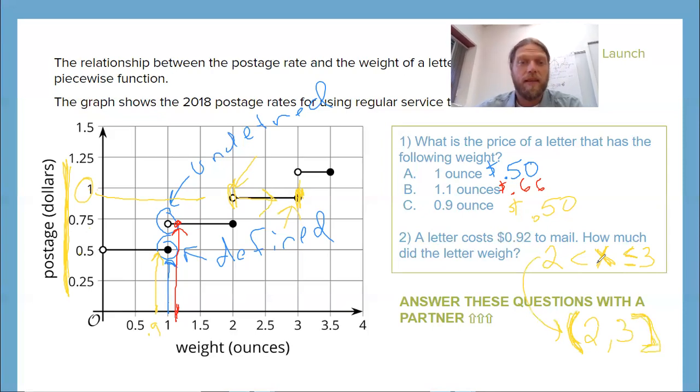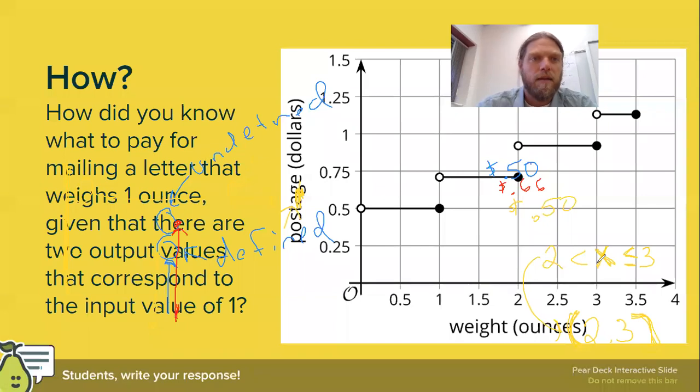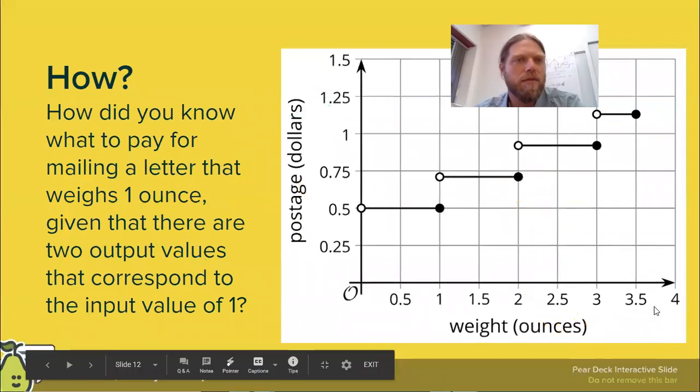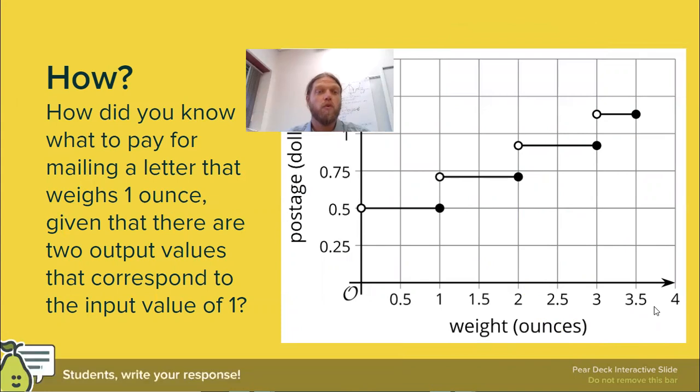And that's another way I can write that domain. Okay, let's go ahead and see what's going on just a little bit further down the road. Okay, let's go to clear. And it says, how did you know what to pay for a letter that weighs 1 ounce, given that there are 2 output values that corresponded to the input value of number 1?